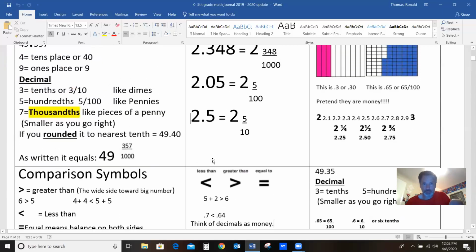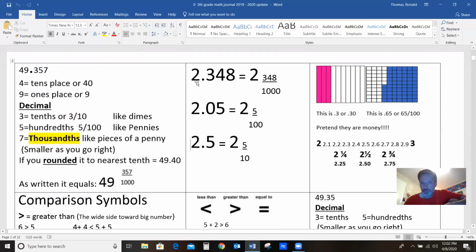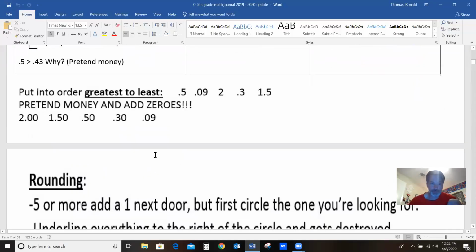Before we do that, I want to pop this up here again. If this was money, this would be like $2.34 plus a little more. The thousandths is like pieces of a penny. So you would hide it with your finger. I'd put my hand up over the 8. You see my hand? I'd put it on top of the 8, cover it up, and then it's 34 cents plus a little more. That's how I figure them out. That helps me solve problems like this right here.